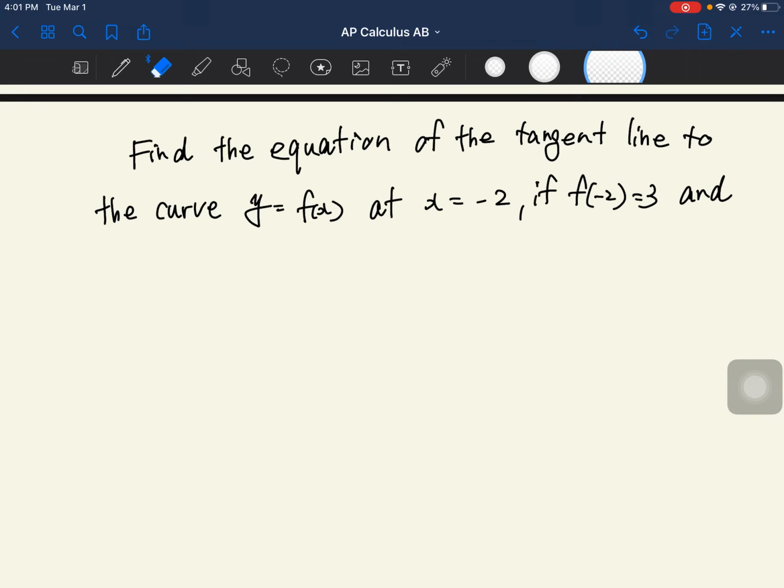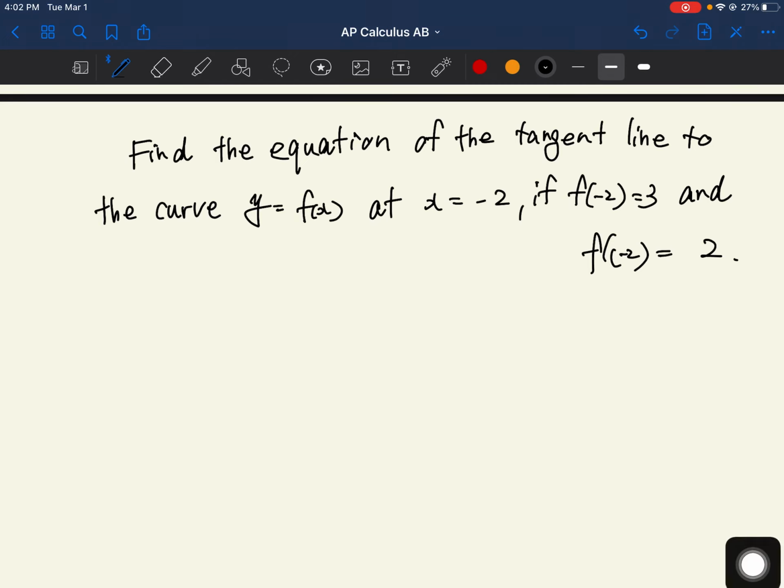Today, I'm here to explain about this question. Find the equation of the tangent line to the curve y equal f of x at x equal negative 2, if f of negative 2 equals 3, and f prime of negative 2 is 2. So let's work on this question.